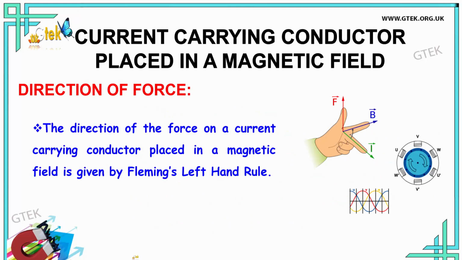Now let us look into the direction of force. The direction of force on a current carrying conductor placed in a magnetic field is given by Fleming's left hand rule. The rule is that the thumb indicates the direction of force, the pointing finger shows the magnetic field, and the middle finger shows the direction of current.